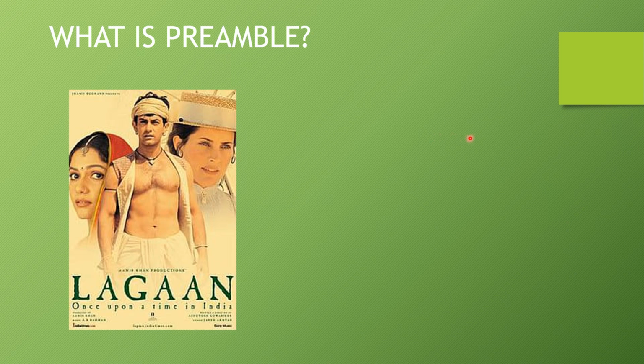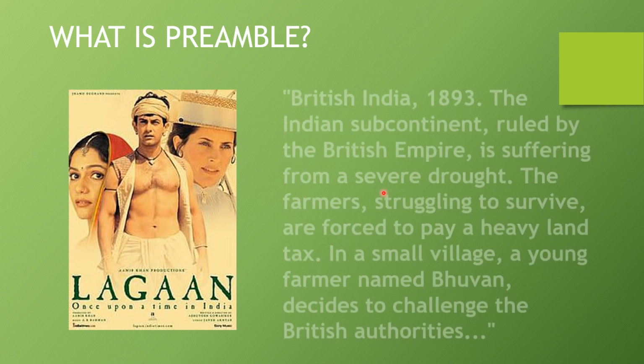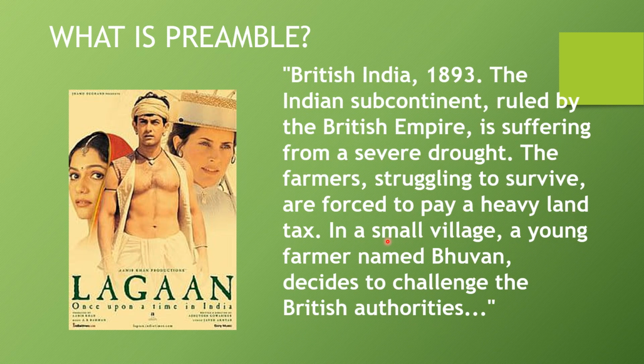British India 1893, the Indian subcontinent ruled by the British Empire is suffering from a severe drought. The farmers struggling to survive are forced to pay a heavy land tax. This dialogue was voice overed by Amitabh Bachchan, if I am not wrong.